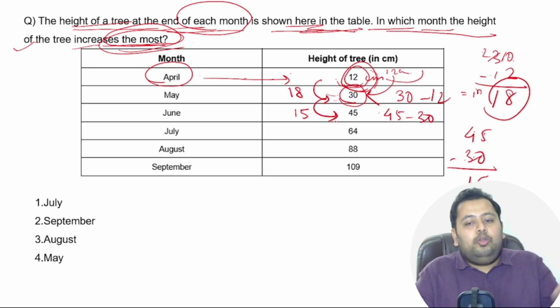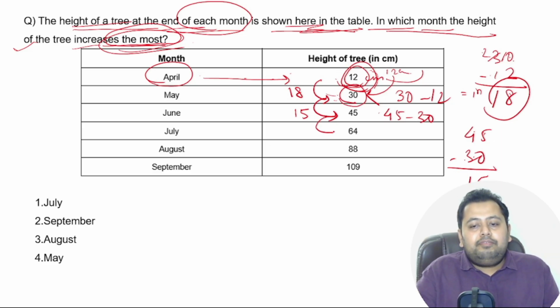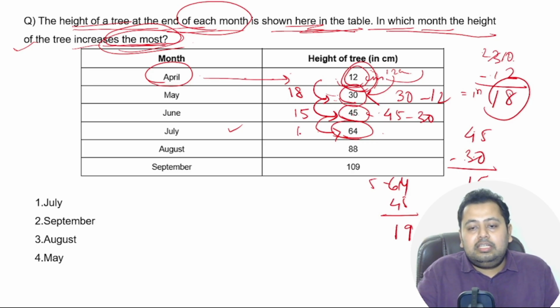So you keep on doing this. So from 45 to 64, right? At the beginning of July, the height was 45 centimeter, but at the end of July, it was 64 centimeters. So now you have to subtract 64 minus 45. Again, you'll have to carry 1 over. 14 minus 5 is nothing but 9. And 5 minus 4 is 1. So this increase is 19 centimeter, right?